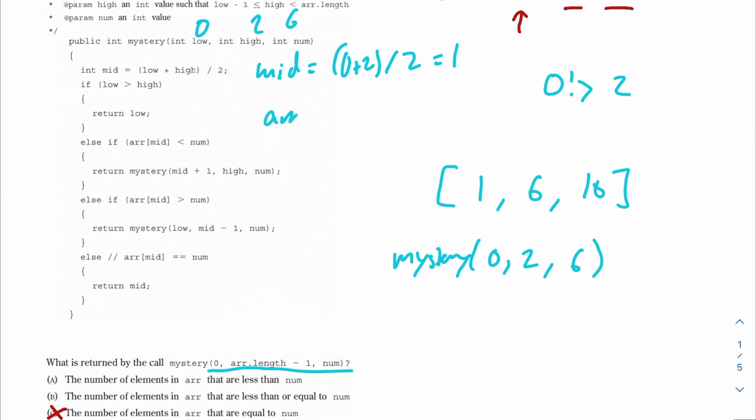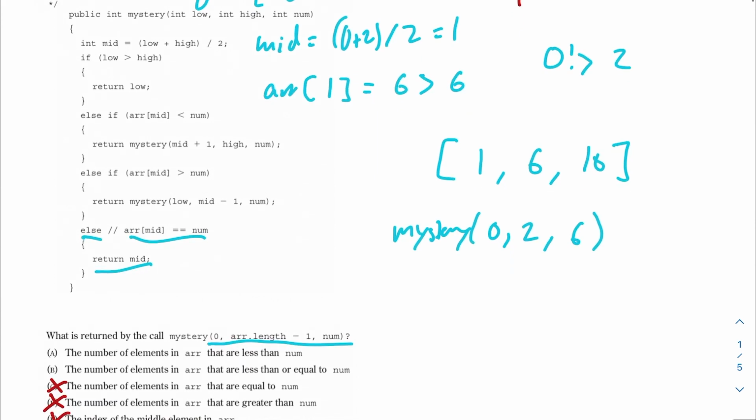Whether array at mid, so mid is 1, is less than num, which is 6. No, it is not. We move on to the next condition. Is array at 1 greater than num? No, it is not. So we move on to the next condition, which is an else. And it gives us a helpful little comment here that this is when the element at index mid is equal to num. We just return mid. So at this point, we're returning 1. So we didn't even have any recursive calls in this one. We just returned mid, which was 1.